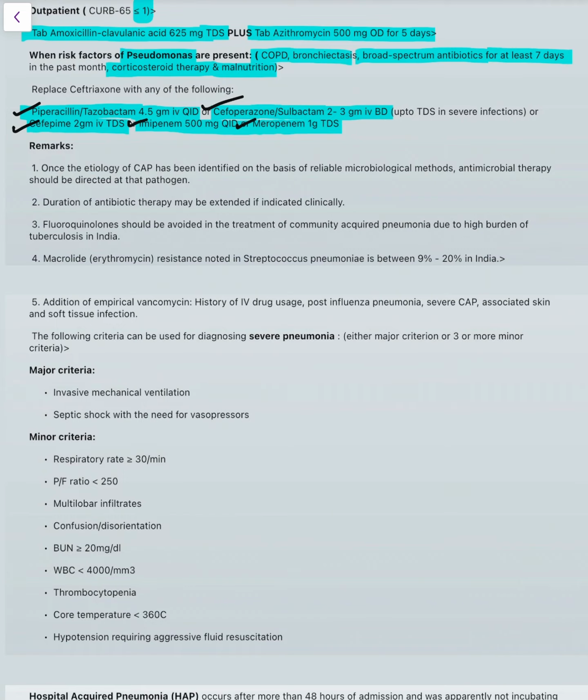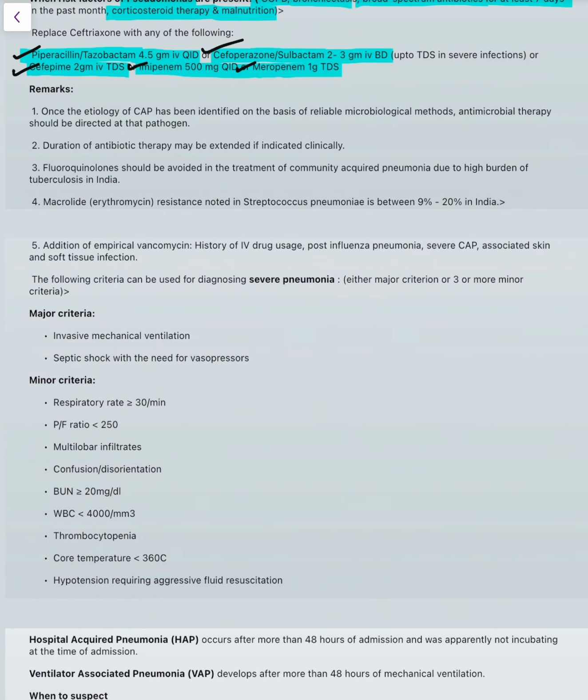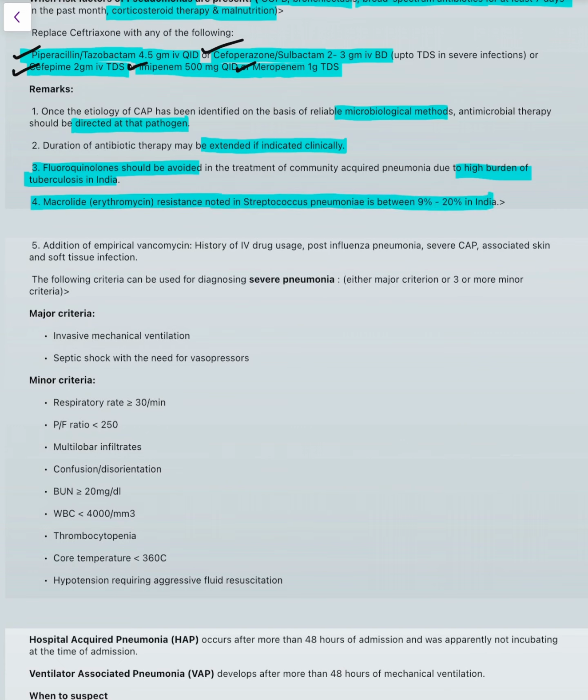So what are the remarks? Once the etiology of CAP has been identified on the basis of microbiological methods, antimicrobial therapy should be directed at that pathogen. Duration is usually 5 to 7 days, but it can be extended if indicated clinically. Fluoroquinolones should be avoided because there is a high burden of tuberculosis in India. One more point is that macrolide resistance, to azithromycin and erythromycin, is now noted in Streptococcus pneumoniae in between 9 to 20%. So we have to be careful while using macrolides now.